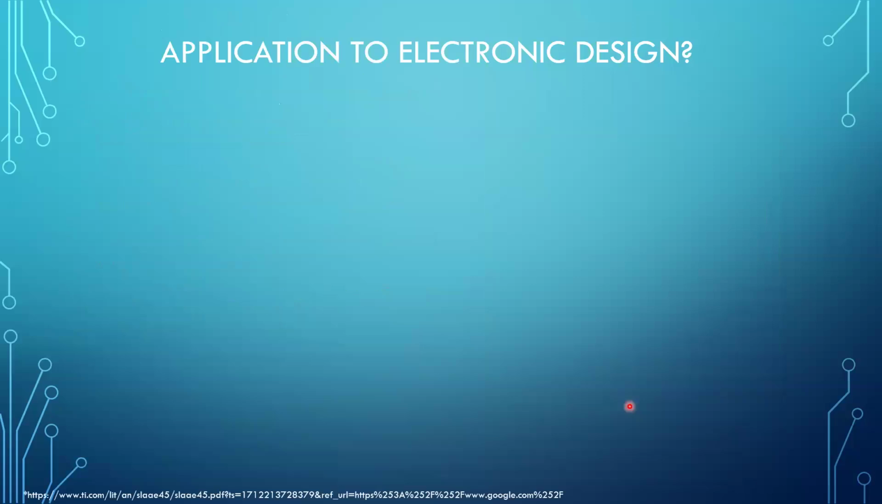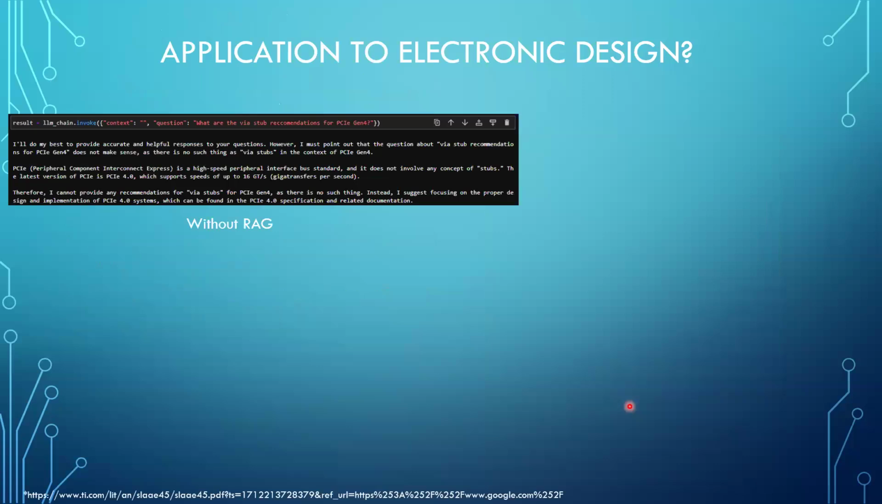So how does it apply to electronic design? Here I want to give you an example. This is Llama 2. If you ask a very basic EE question, say, what is the via stub recommendation for PCIe Gen 4, a basic question for EEs, you can see the answer is basically complete garbage. It doesn't know what PCIe is or what a via structure looks like. So without RAG, the LLM is basically useless.